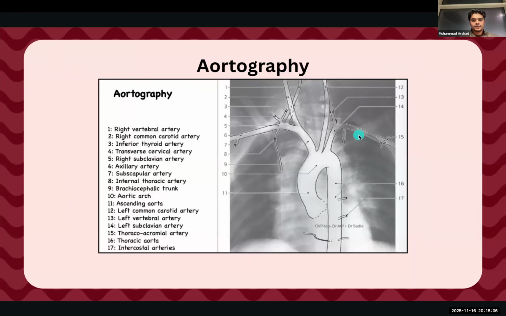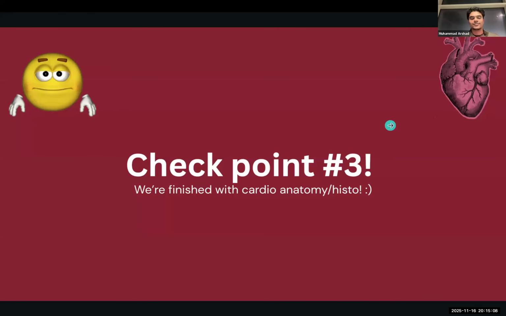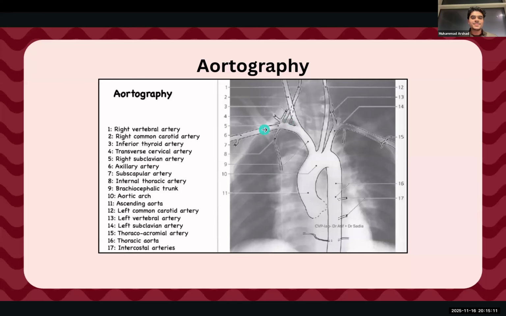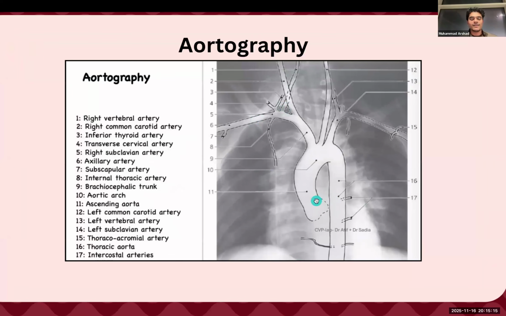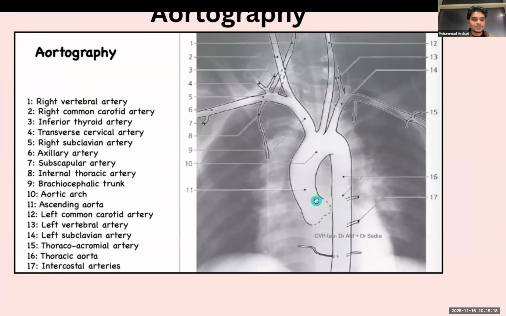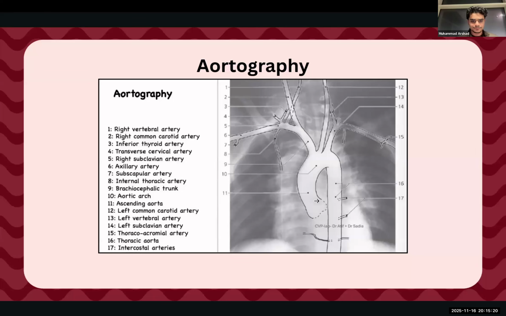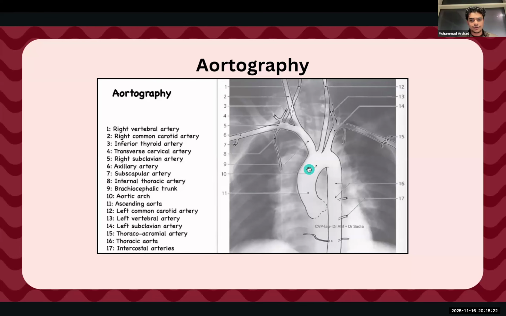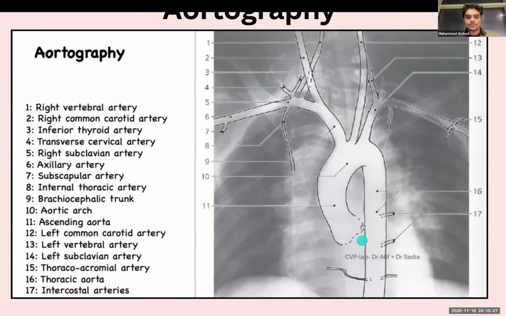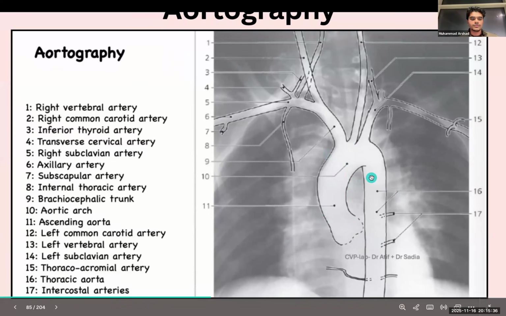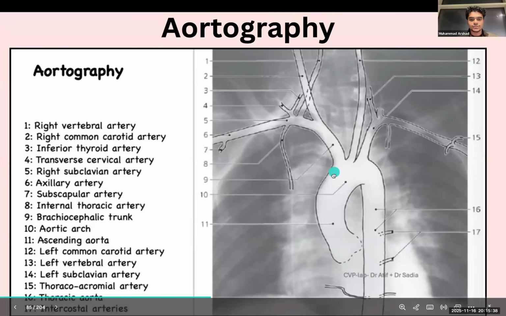Okay, this is actually the last thing for the cardio anatomy and histo, and then we're done. This is an aortography. I have no idea how to pronounce it, if I'm being honest. We already covered most of this. What you should know is that you have the ascending aorta, the arch of the aorta, and the descending aorta. And then obviously you're going to have the right common carotid coming out of here from the brachiocephalic trunk. You're going to have the left common carotid and left subclavian. Pretty much already covered most of this.